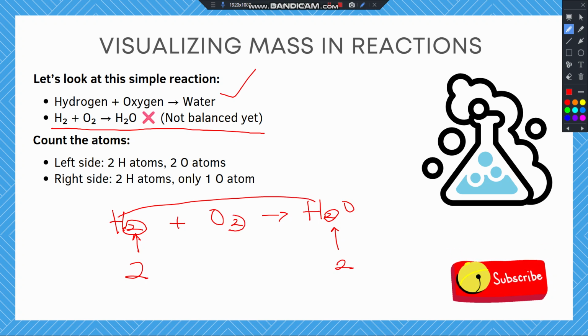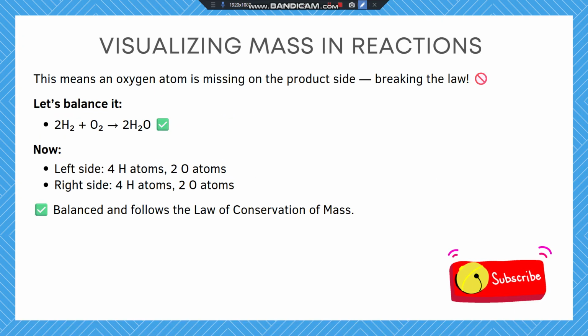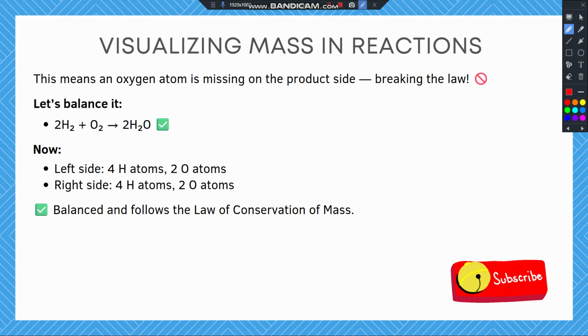But for oxygen, you can see over here we have two atoms of oxygen on the left hand side, but on the right hand side, we have just one atom of oxygen, which tells us that oxygen is not balanced. So if you have two on the left hand side and one on the right hand side, it means the right hand side is lacking one more atom of oxygen. This means that one oxygen atom is missing on the product side, and that is breaking the law of the conservation of mass. So in order to balance it, we introduce a coefficient of 2.